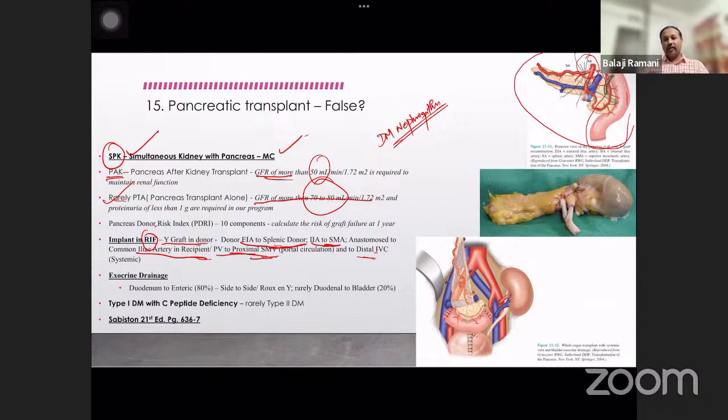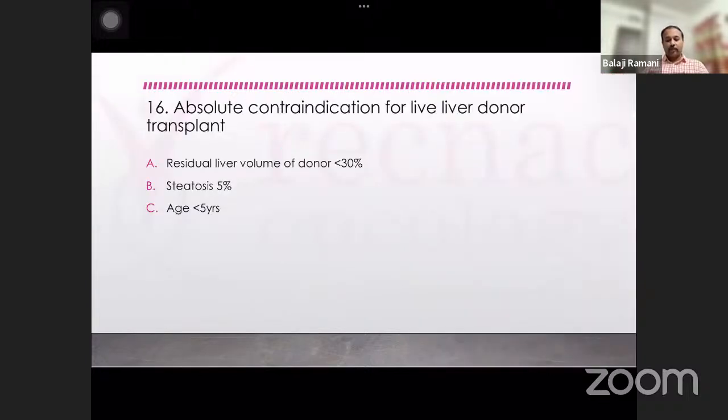You have both the portal drainage and the systemic drainage which will happen. And duodenum to enteric anastomosis, this is the most common thing which will be done. In 80% of cases the duodenum is sutured to the enteric surface. Rarely you can use duodenum to cystotomy, which is done only in 20%. So this is the way a pancreatic transplant will be done today, right?